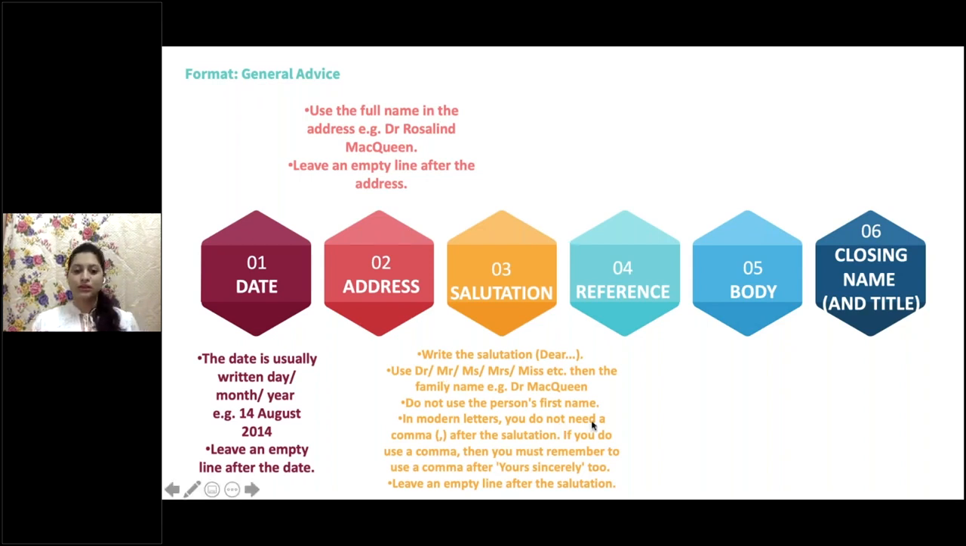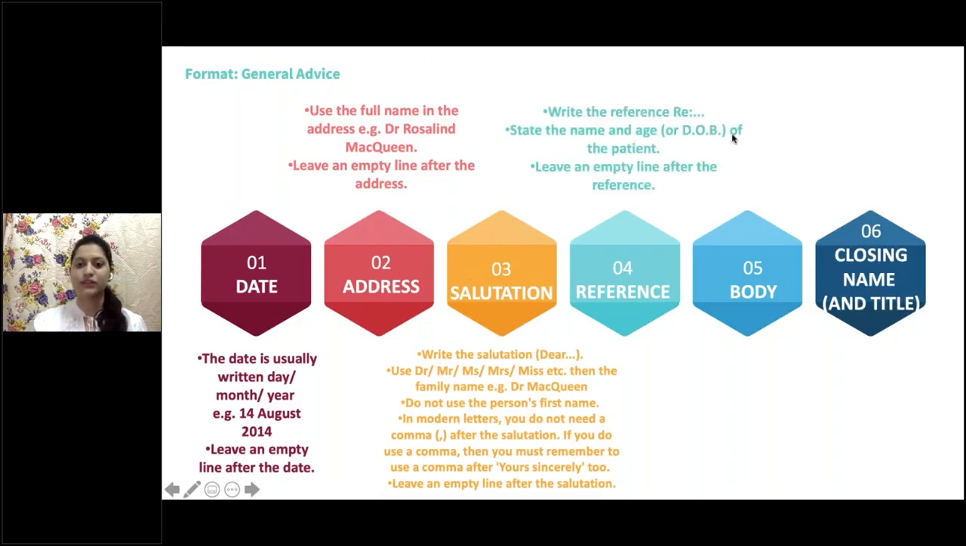Recently, you don't need a comma after the salutation, but please bear in mind that if you don't use a comma in the salutation, don't use a comma in your closing as well. Make it uniform. If you use a comma in the salutation, don't forget to use a comma in the closing, and vice versa. Leave an empty line again after the salutation. After each of these, you leave a line.